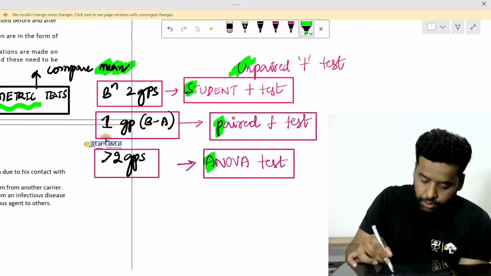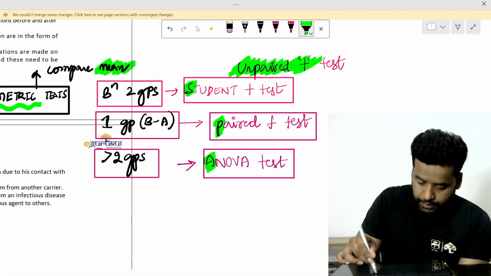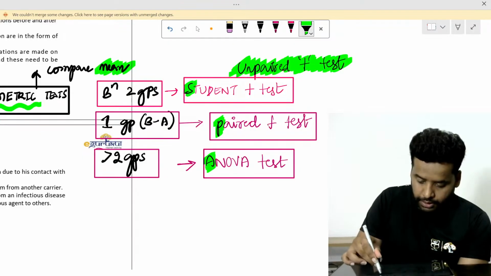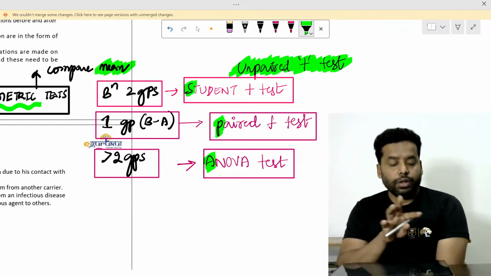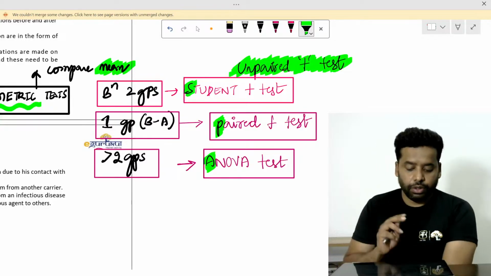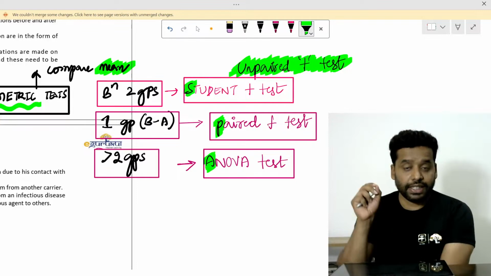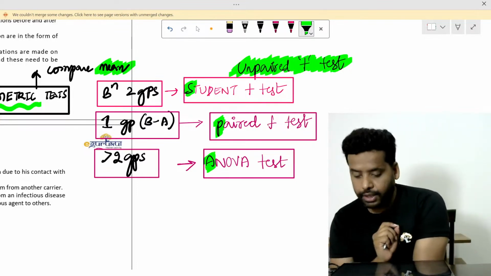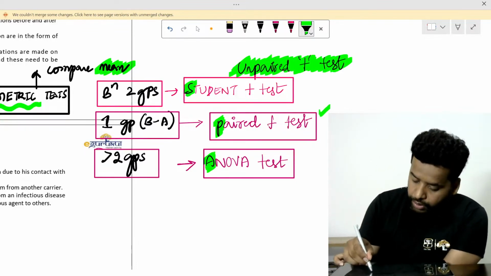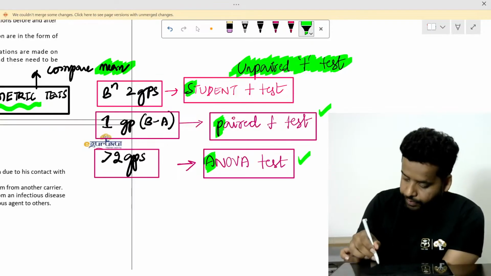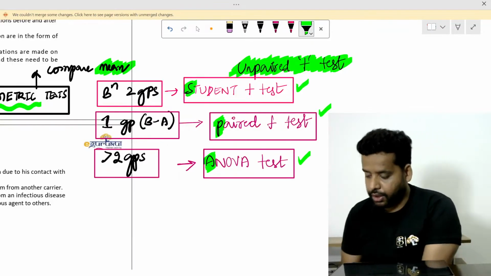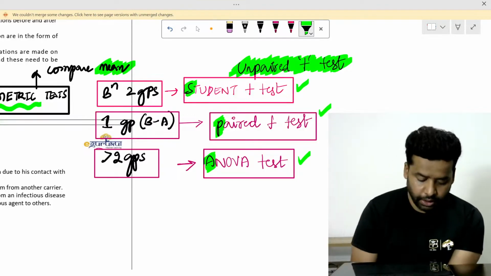Student t-test is also called as unpaired t-test or independent t-test. Two different groups, alag group hai na, two different groups. That is why it is unpaired t-test. Student t-test, also called as independent t-test. One group before, after, it is paired t-test. More than two groups, it is ANOVA.